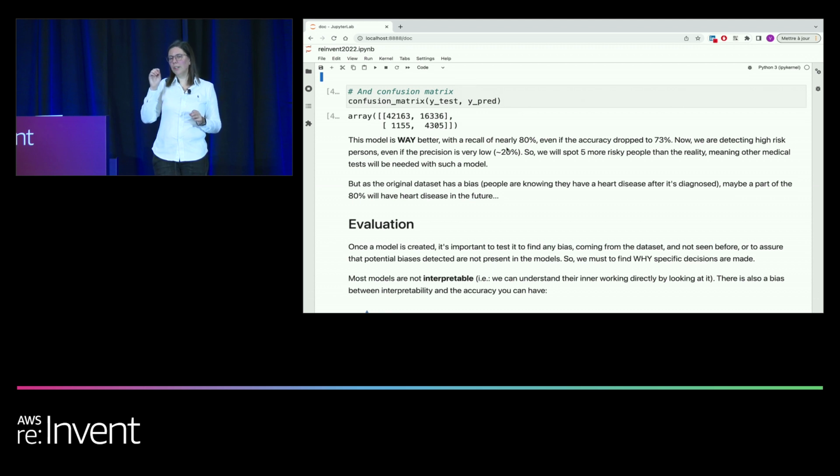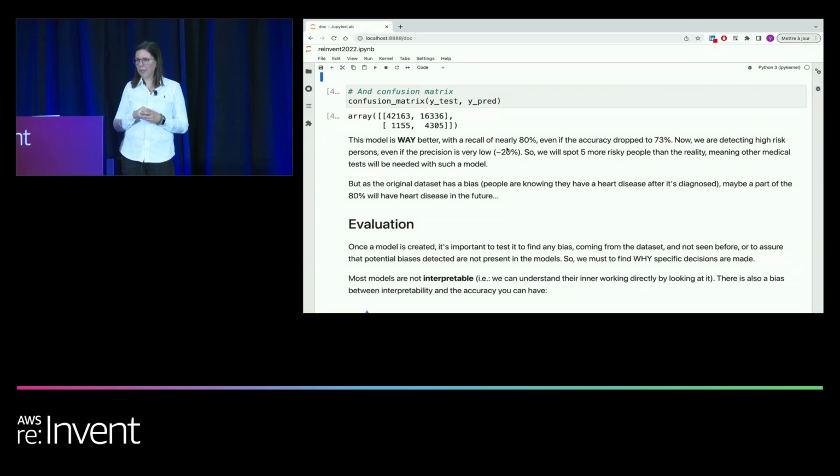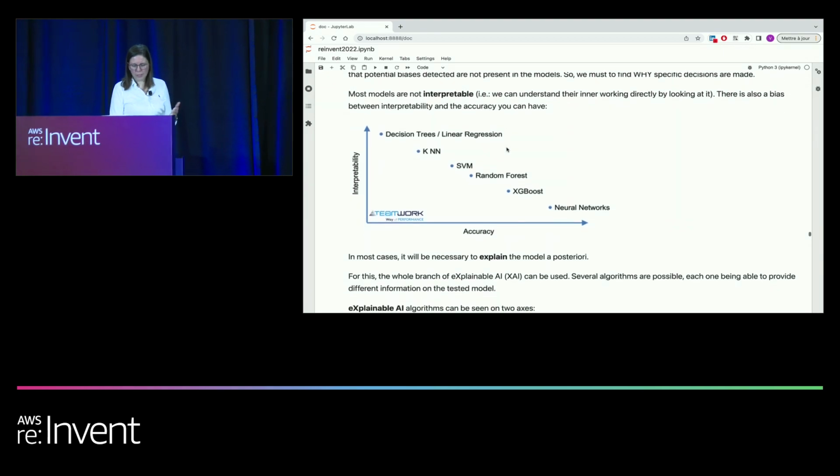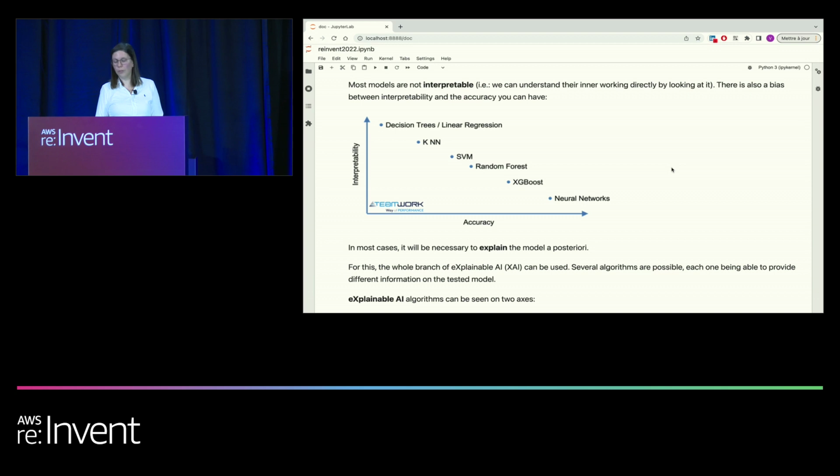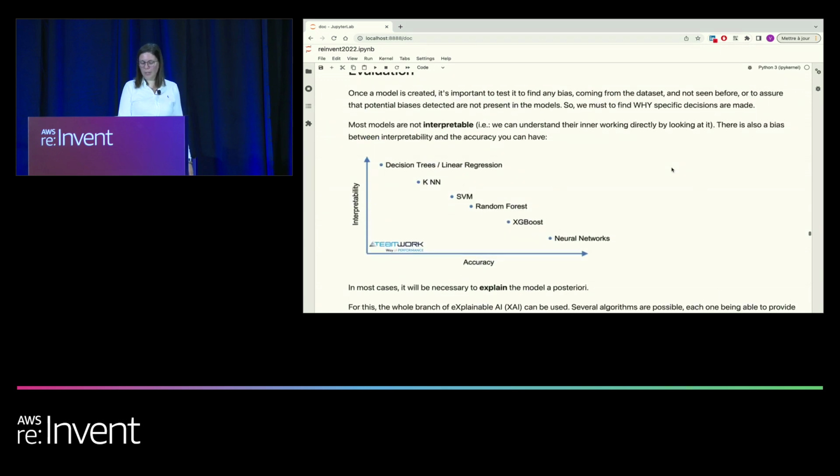Because maybe you have not seen some biases in the data set at first, and now you will have to look at the model to know if there are biases in your model. And of course, you cannot just open the model and look at it. Most of the time, you will not understand the model because there is a trade-off between interpretability and accuracy. The more powerful a model is, the less interpretable it is. For example, with a neural network, you cannot understand what is inside. And so you will use Explainable AI to do that.